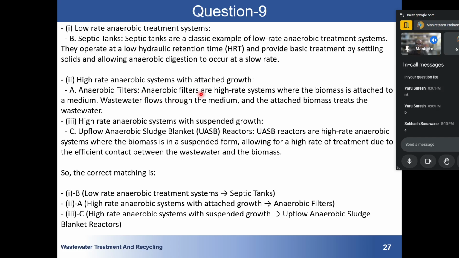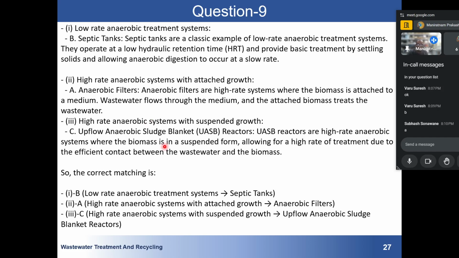So anaerobic filters are high rate systems where the biomass is attached to a medium, wastewater flows through the medium, and the attached biomass treats the wastewater. Okay, and then we have this high rate anaerobic suspended growth. So this is our UASB. Remember, this UASB is not completely suspended growth, and neither is it attached growth. They have used this term and there was no other option, so we have to match this.